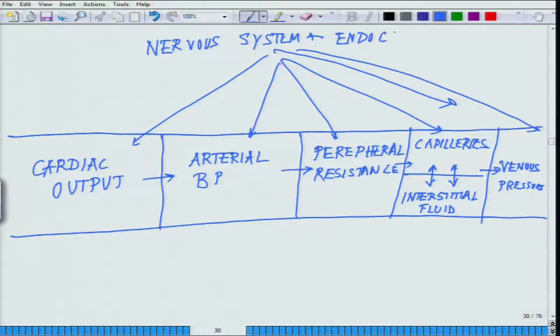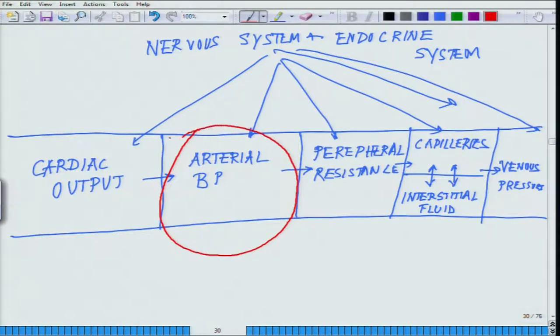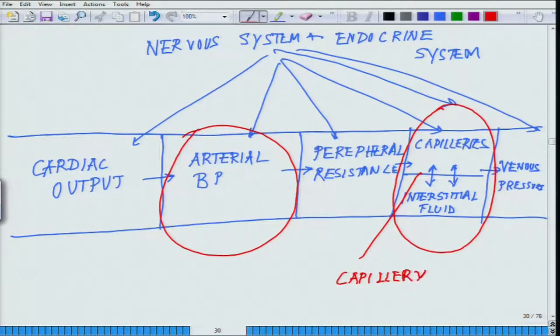So essentially, today we will talk about the cardiovascular physiology at 2 levels. The first level is the level of arterial blood pressure. This is a very critical point that we are going to cover here. The second thing, which we will talk about in the next lecture, is the capillaries and the interstitial fluid exchange, where basically all the capillary exchange is taking place. Then at this stage, we will stop.